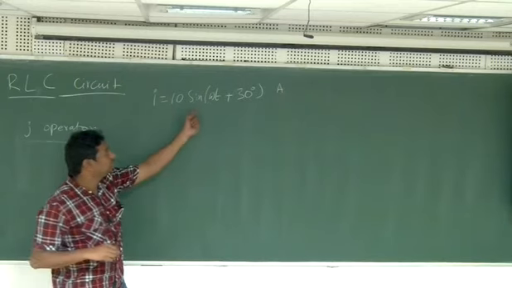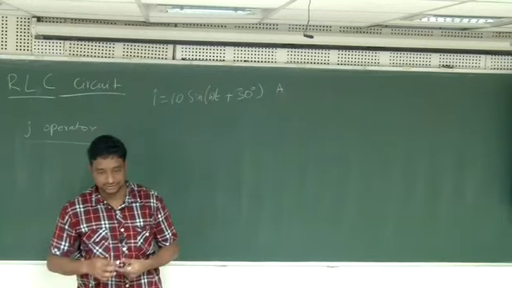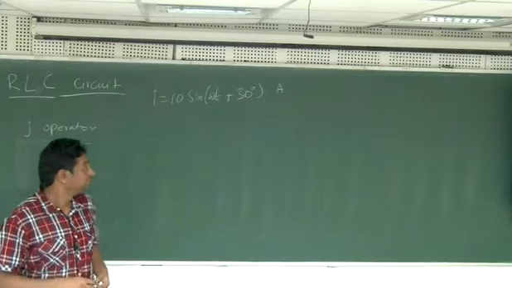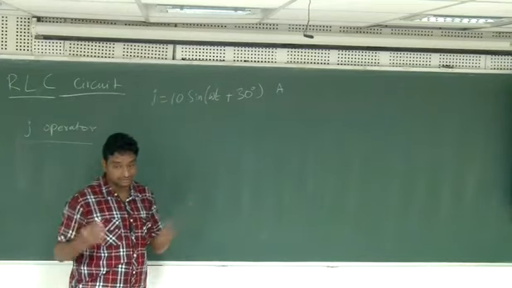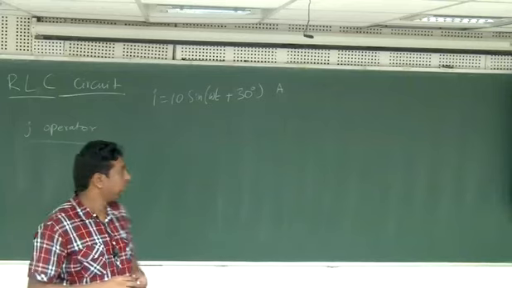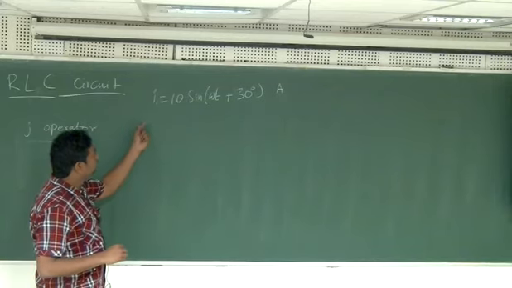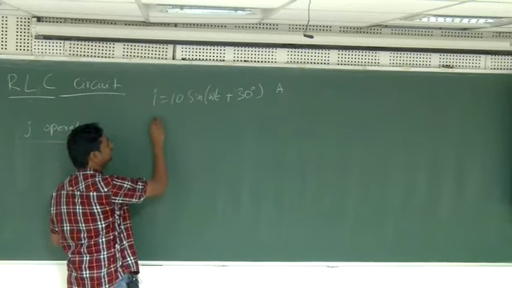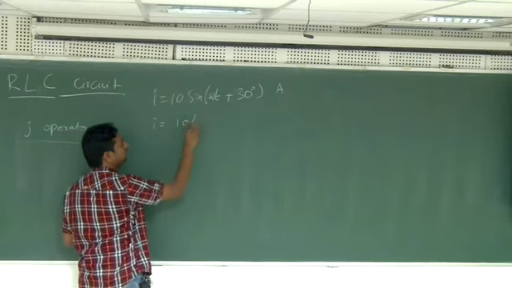So it is a sine wave. The value of omega is unknown. It is not required now because we are not worried about multiple values of omega. It's the same value for all. Now, how do you represent this in the polar form? I simply write I equal to 10 angle 30 degrees.